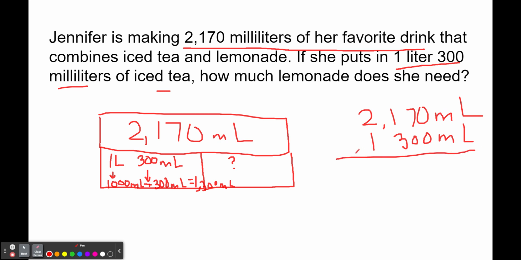Okay, so if I take away 0, take away 0, that's 0. 7, take away 0, that's 7. I can't take away 3 from 1, so I'm going to borrow. Take that 1,000, turn it into 10 hundreds. So 11 take away 3 is 8. So she needs 870 milliliters of lemonade.